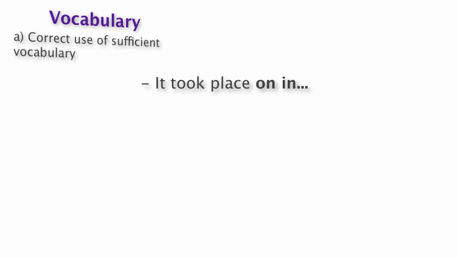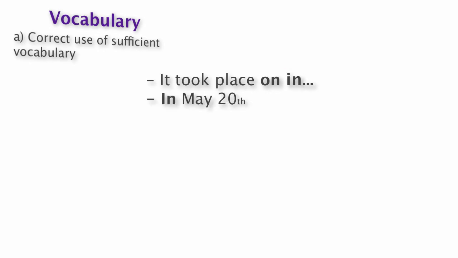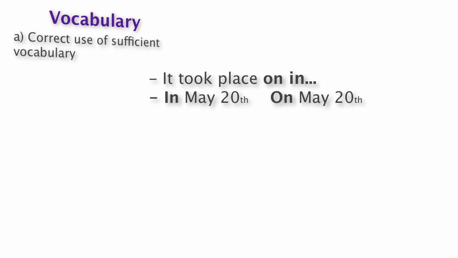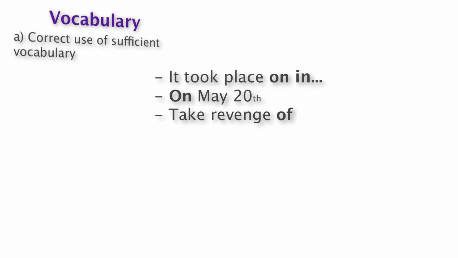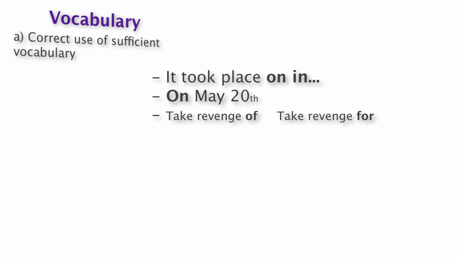"It took place on in." One gets the impression that the student is not sure which is the correct word to use here, on or in. In this case, it is in. "In May 20th." In this case, the student must have said on May 20th, because this is the correct preposition in this case. "Take revenge of." The correct way to say this is take revenge for, and not of.